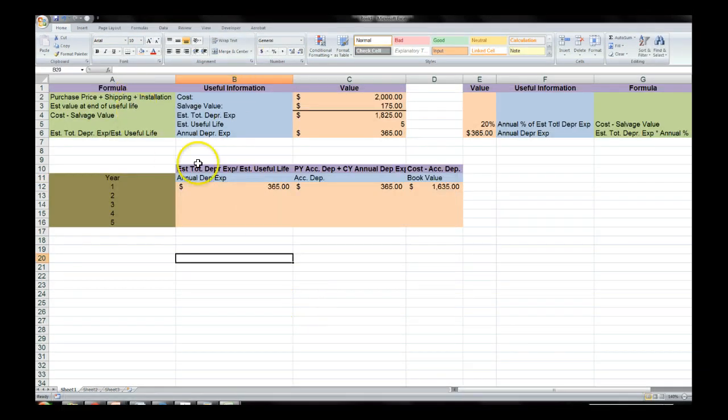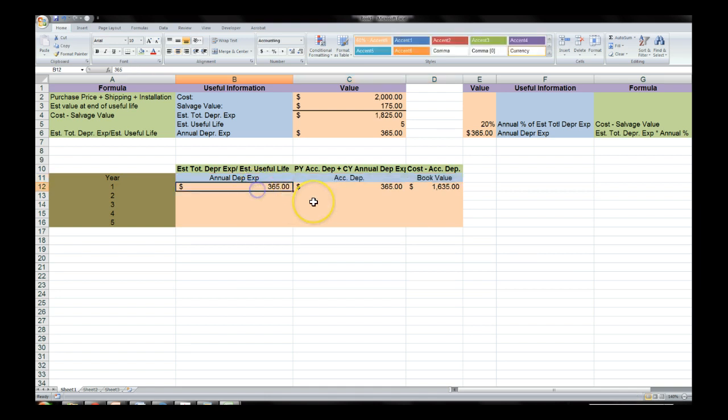So green is our formula. I should have made this green actually. Hold on a second. Let me fix that real quick. Green. Okay, so green is our formula. Blue is our useful information, like what are we trying to find, and then this other color is our actual, calculated value. So hopefully that corresponds down here as well.